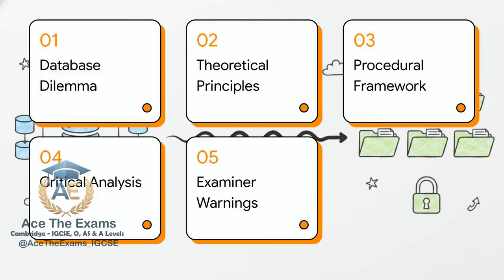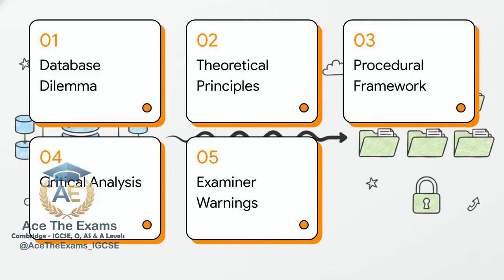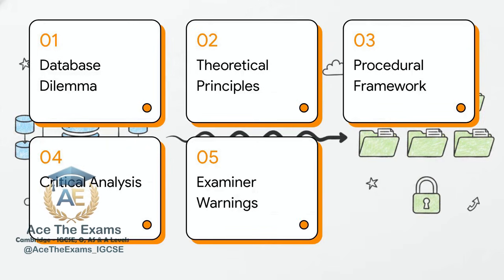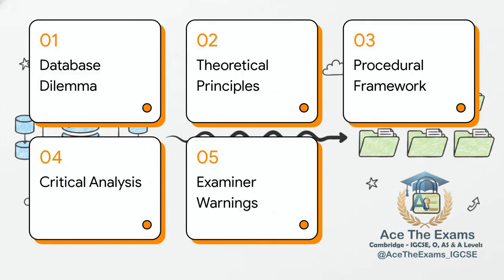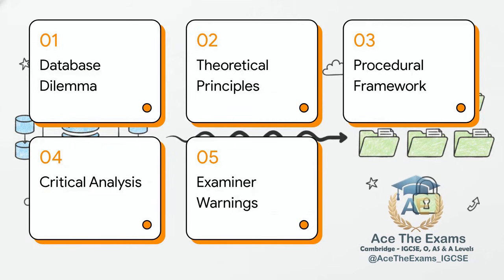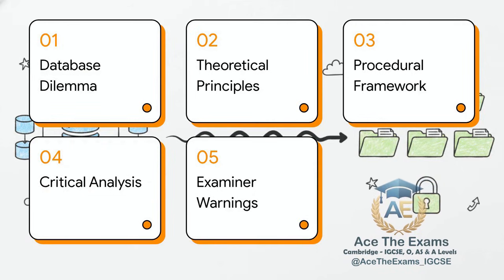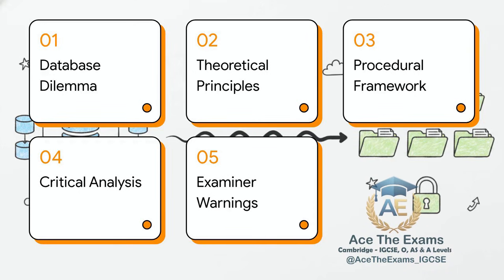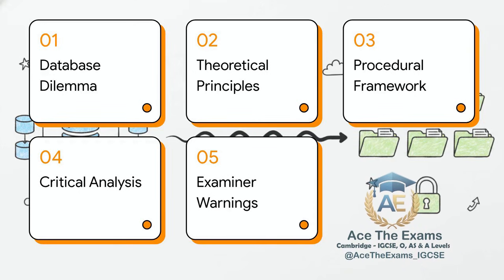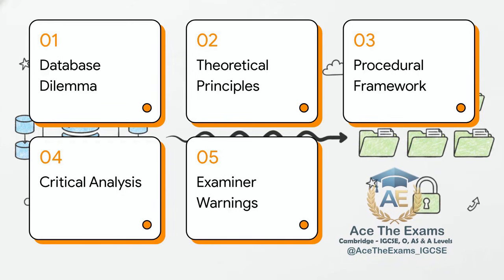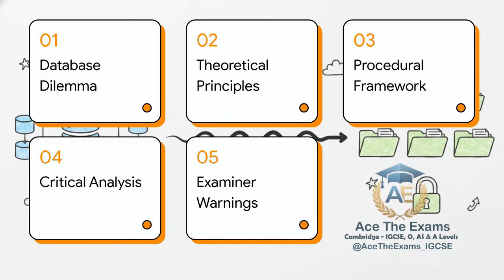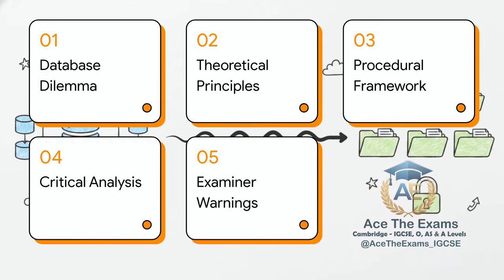To get there, we need a highly structured roadmap. Here is exactly what we're going to cover in this exam strategy masterclass. First, we'll unpack the database dilemma to clear up the foundational terminology. Second, we're going to look at the core theoretical principles to show you exactly how marks are distributed based on analytical depth. Third, we'll reveal the procedural framework. This is your step-by-step recipe for flawless execution.